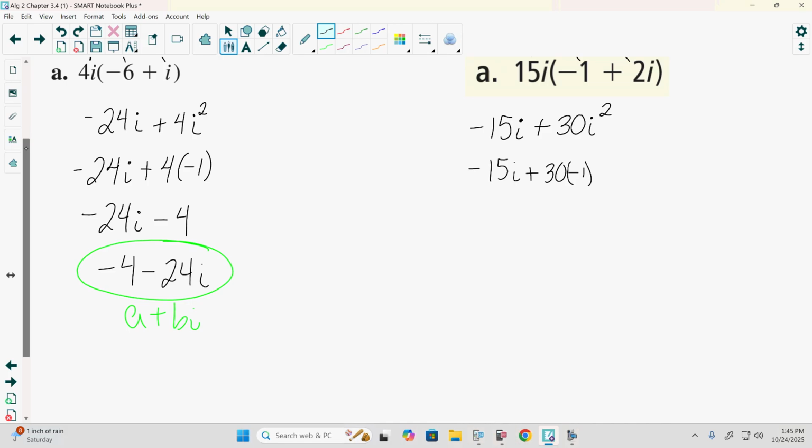So it tells us that we have negative 15i plus 30 times negative 1. Well, 30 times negative 1 is negative 30. Now we could rewrite it like we did before and say that we have negative 15i minus 30. And then we would switch it. Or we can just go on and switch it and say negative 30 minus 15i, because we know the 30 is going to go from positive to negative and is going to go in front.